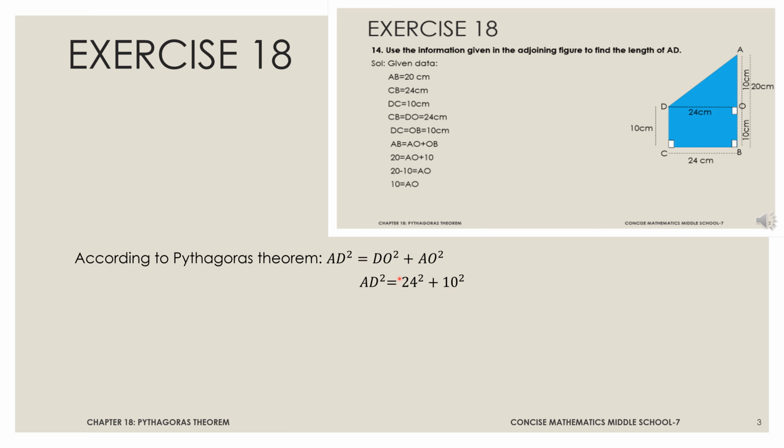Now 24 square, what does it mean? It is 24 into 24. So it becomes 576 plus 10 tens are 100. Now just add this 576 plus 100, it will become 676. Since we need only the AD value, you have to remove the square. For removing this square, you have to place a square root of 676, right? So the square root of 676 is 26.